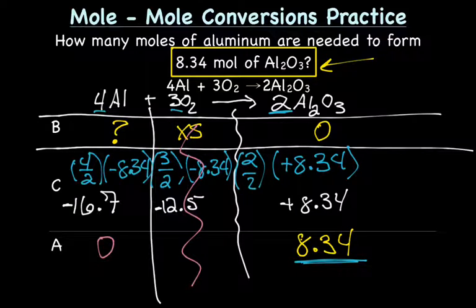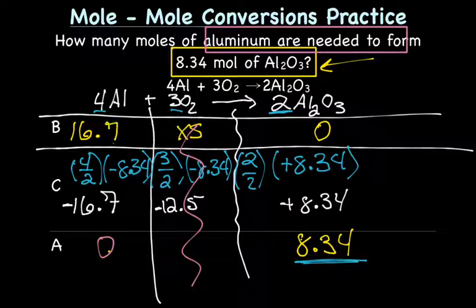So now it asks you how many moles of aluminum are needed to form. So what we're actually trying to figure out is how many moles of aluminum we started with. So this time it's B plus C equals A again, but we know A. We're trying to figure out what B is. So what plus negative 16.7 equals 0? Well, that's a pretty easy math problem. It would be 16.7. And we ended up with the right number of sig figs.